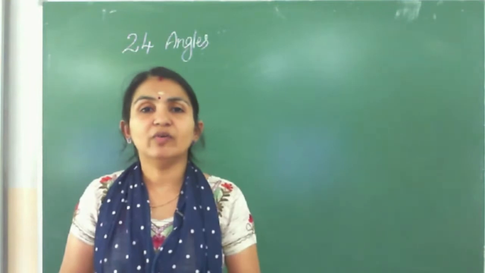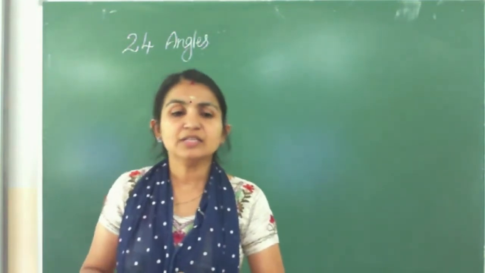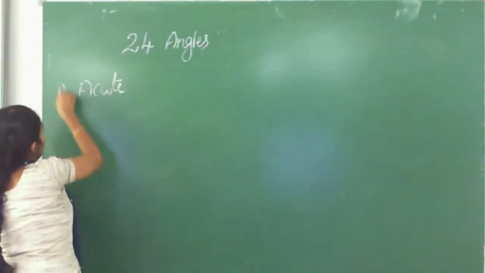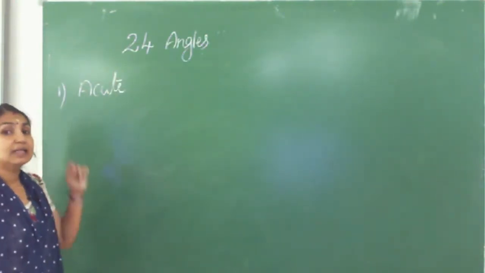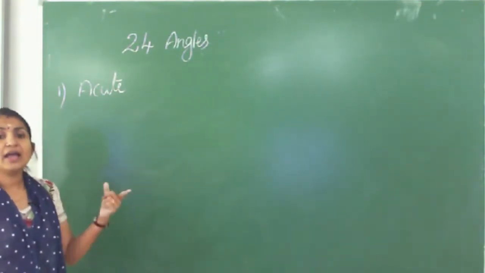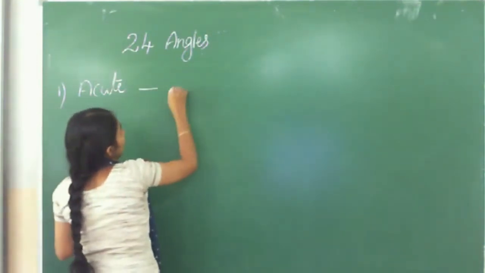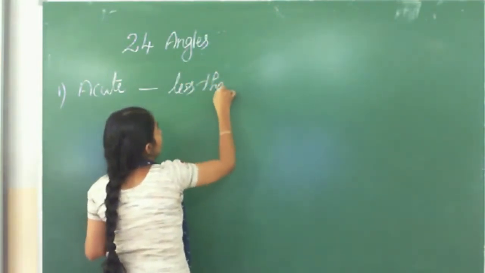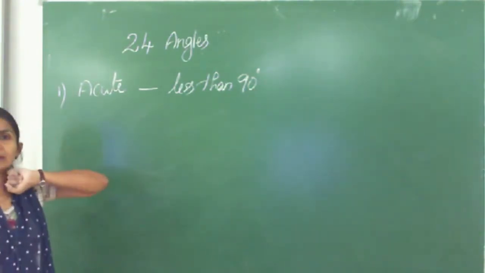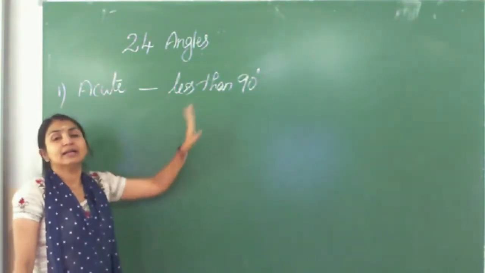Now we can study what the different types of angles are. You already studied some different types of angles, right? So the first one is acute angle. What is it? What is meant by acute angles? The angles which are less than 90 degree and more than 0 degree, or in other words, the angles which are less than 90 degree are called acute angles.